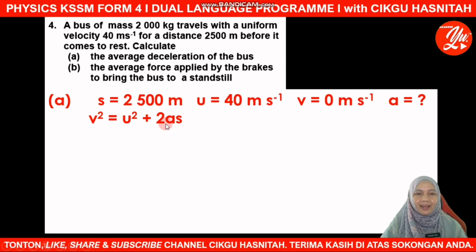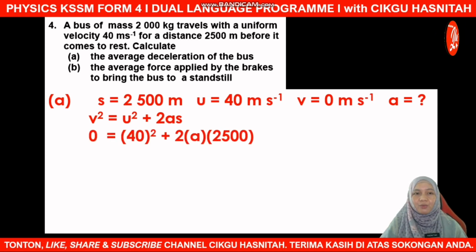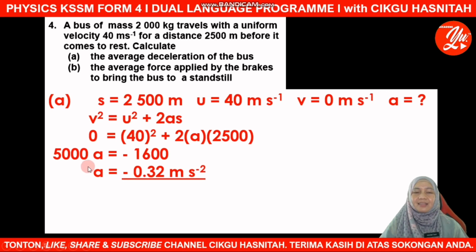Okay, so the next step we do the substitution where V is 0, U is 40, S is 2,500. So now we can find the acceleration. Can you calculate that? So the value is, very good, negative 0.32 meter per second squared. The negative sign here shows deceleration, which means the velocity decreases.